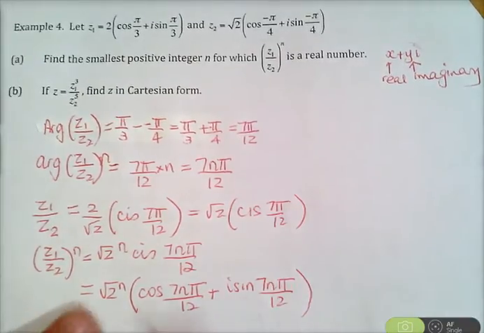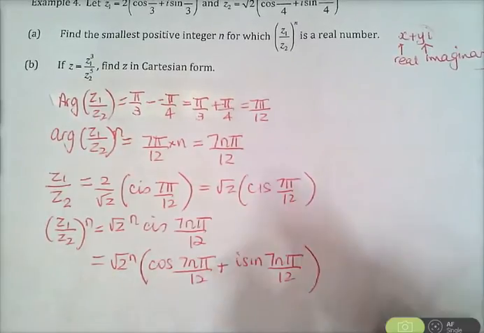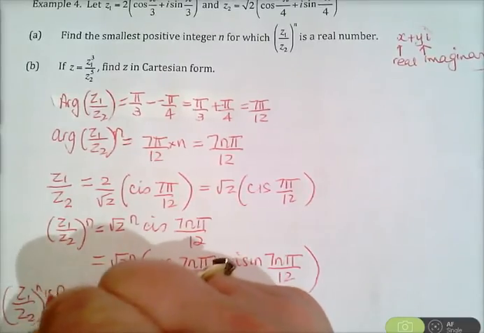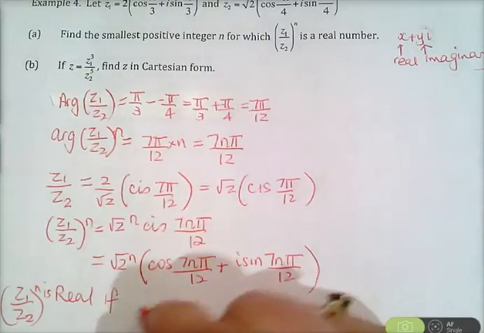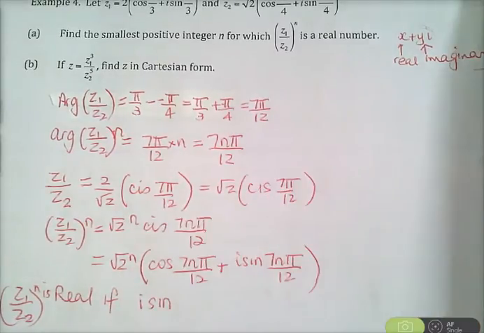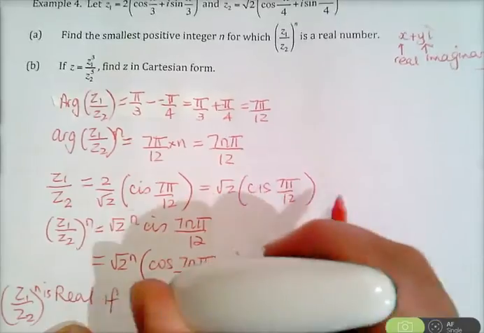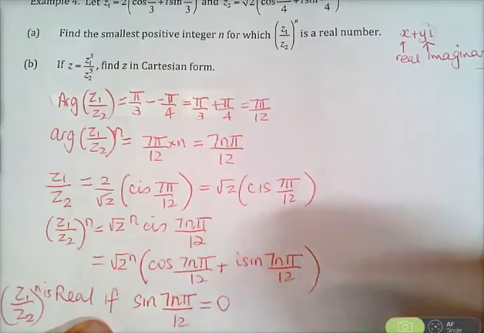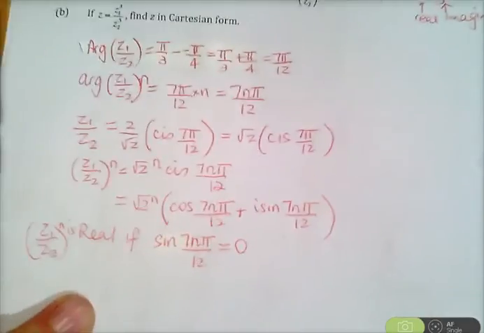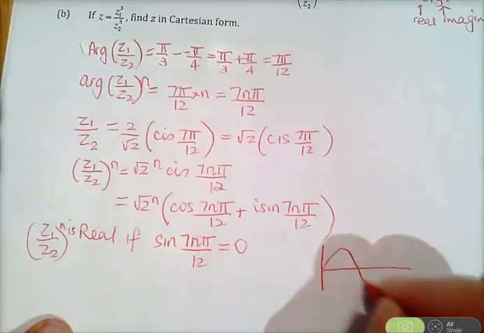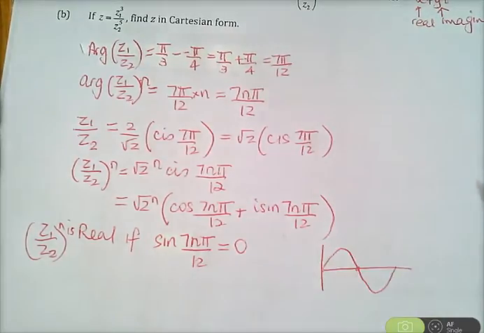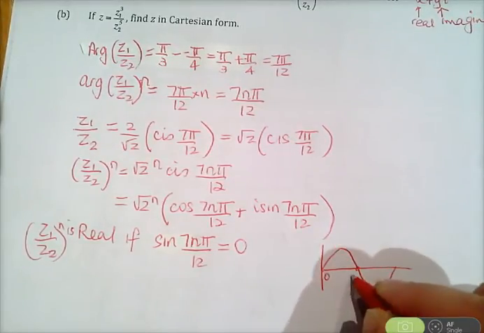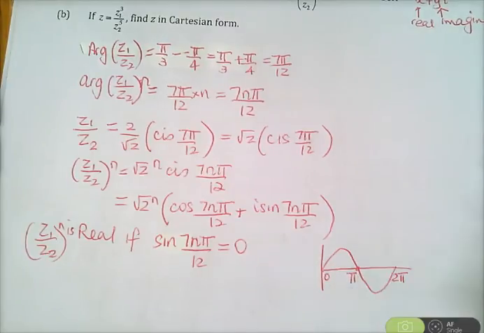Now, the only way that this is going to be real is if, so Z1 over Z2 to the n will only be real if sine of 7nπ/12 is equal to 0. Now, if I draw the sine curve here, the only time that sine of anything is 0, we know that sine of 0 is 0, sine of π is 0, and sine of 2π is 0.